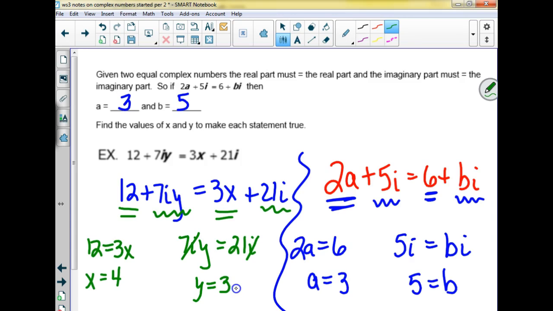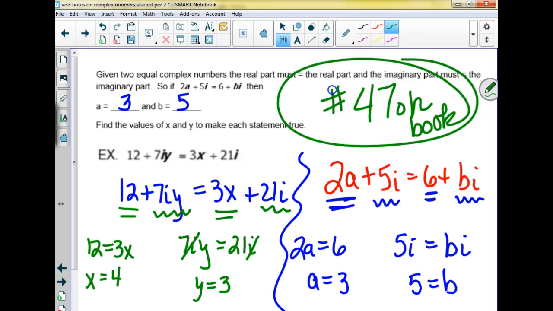Does anybody know what number on the homework that is? It's on the bookwork. What one is it? 47? This is like number 47 on the bookwork, okay? Let the real part equal the real part, the imaginary part equal the imaginary part. Everybody okay? All right, before I start anything else new, do you have questions? I'm going to pause the video.